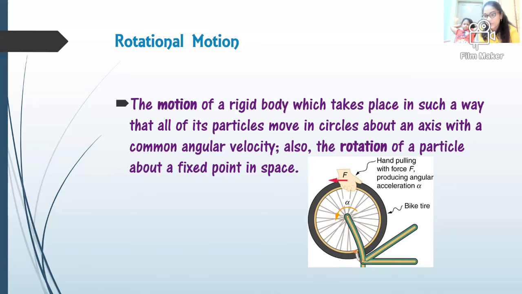The motion of a blade of an electrical fan is circular motion, but the motion of an electrical fan is rotational motion. Now we can even see this hand pulling with force, producing angular acceleration, and this is the bike tire. This is the axle which helps it move in a circular path. This is acting like an axis. This type of motion is rotational motion.